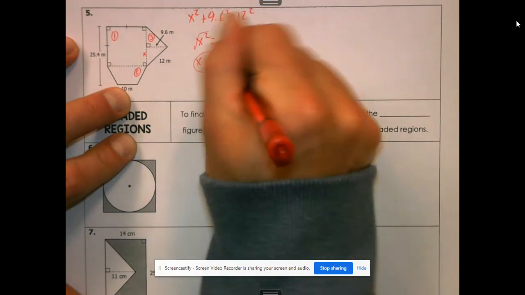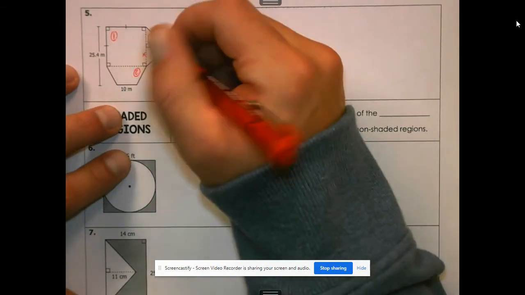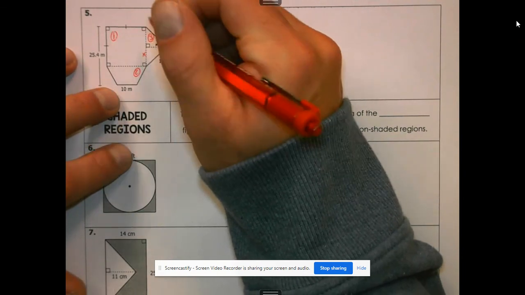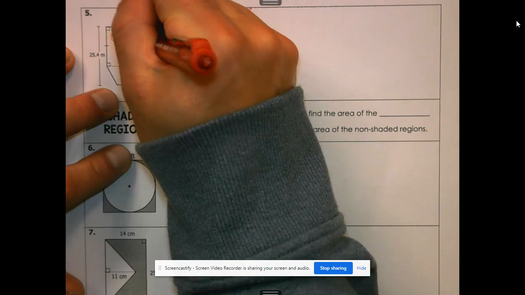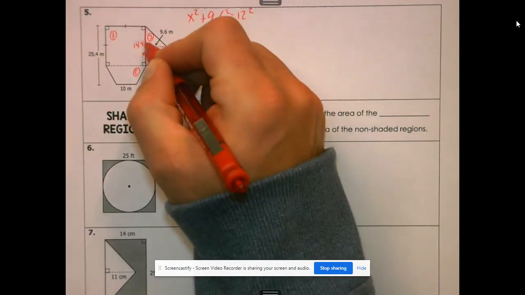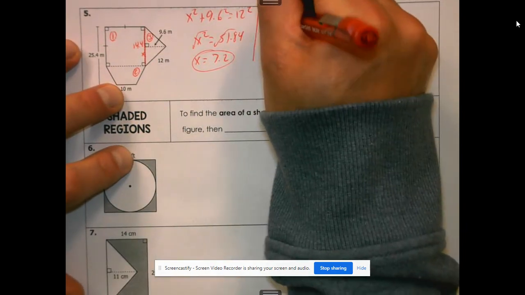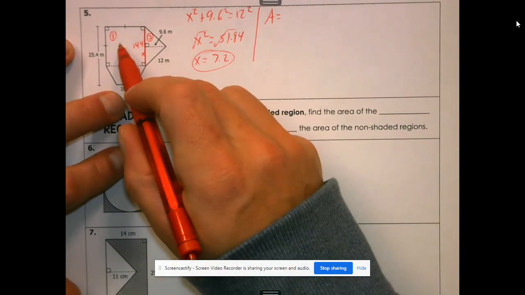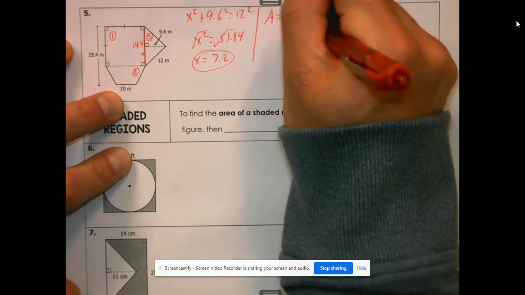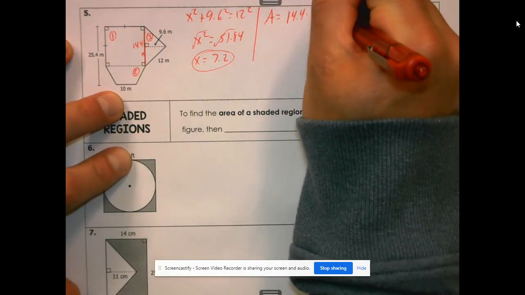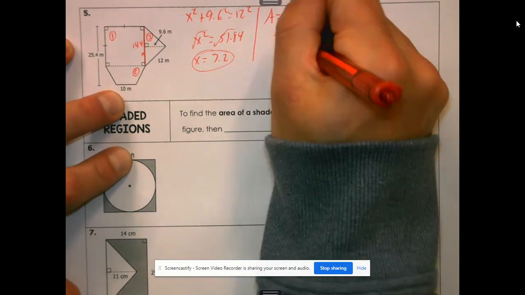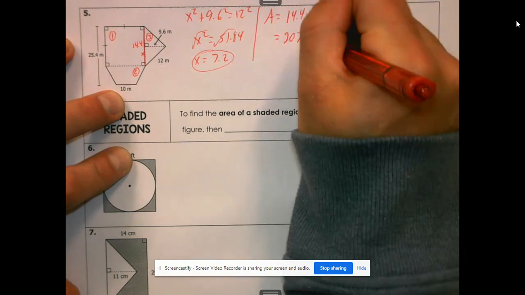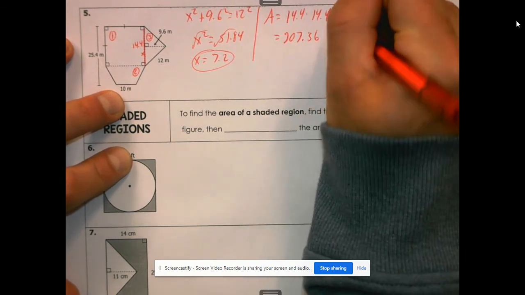So check this out. If this is 7.2, that's 7.2. The whole piece has to be 14.4. So for the square, we got all 4 sides that are going to be 14.4. So we cut this off. Your square, 14.4 by 14.4, comes out to be 207.36. That takes care of the square.